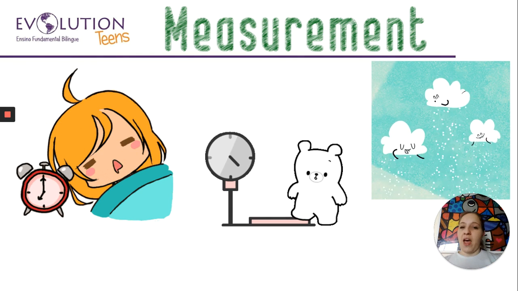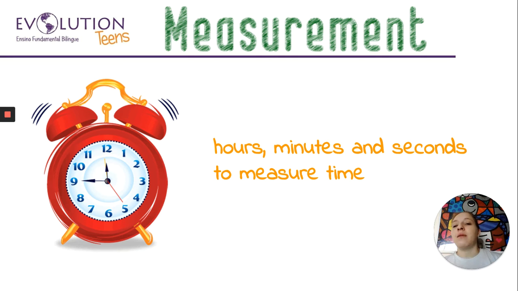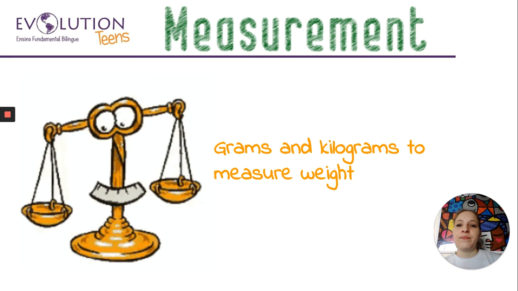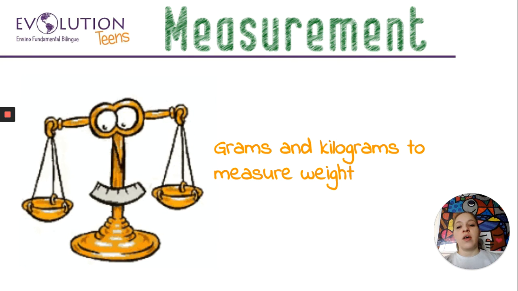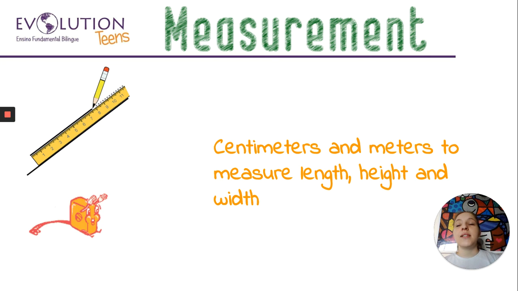And of course, we have some units to do it, okay? And we are going to learn now standard units, or common units used, okay? So to measure time, we have hours, minutes, and seconds, right? To measure weight, you use grams and kilograms. Degrees, to measure the temperature. Centimeters and meters to measure length, height, and width, right?